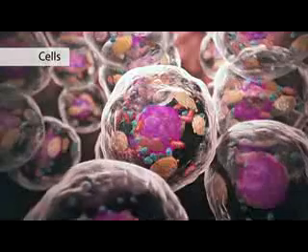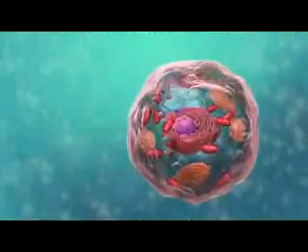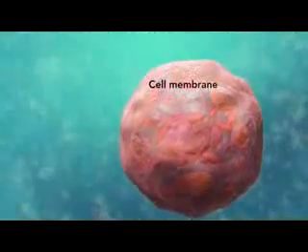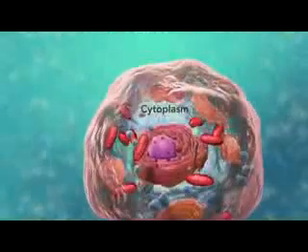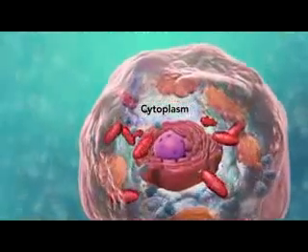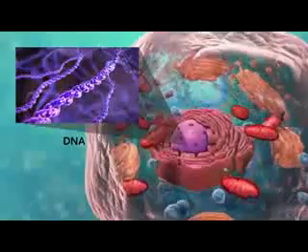Cells have three things in common, no matter what type of cell they are. All cells have a cell membrane, which separates the inside of the cell from its environment, cytoplasm, which is a jelly-like fluid, and DNA, which is the cell's genetic material.